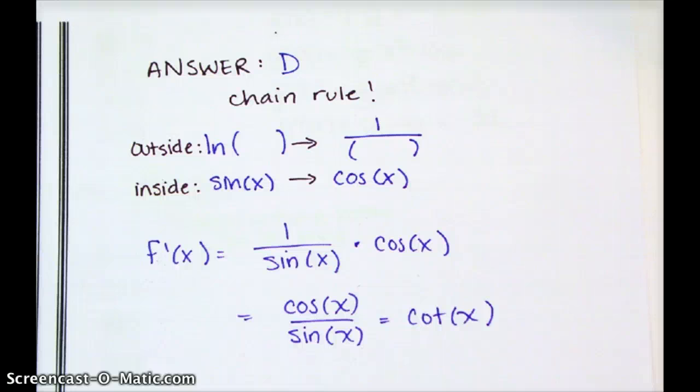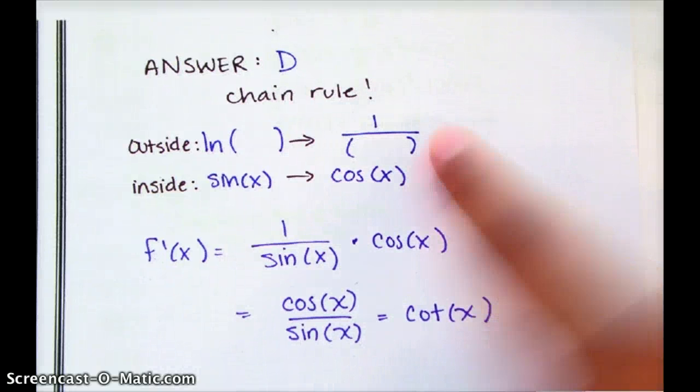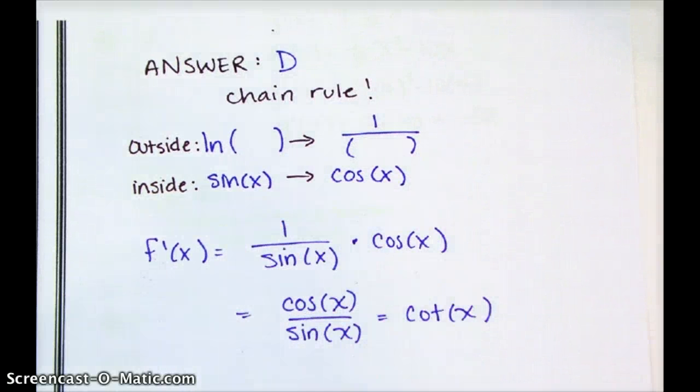Okay, right, so this was maybe a little bit too similar, but it's just another chain rule with ln on the outside. The derivative of sine is cosine, and you just plug everything back in.